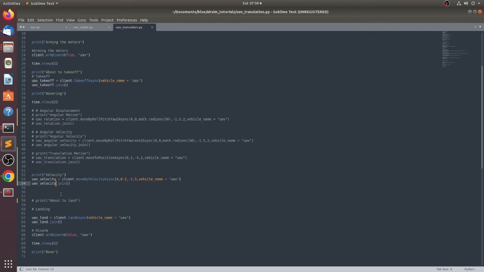So the function is called move by velocity. So here this is x velocity, and this is y velocity, and this is z velocity. So 4 meter per second along x, 0.5 meter per second along y, and -2 meter per second along z. So I want this velocity to be executed for 5 seconds. So that's why 5, and the vehicle name, of course, vehicle. So let's go and give this velocity to our vehicle.